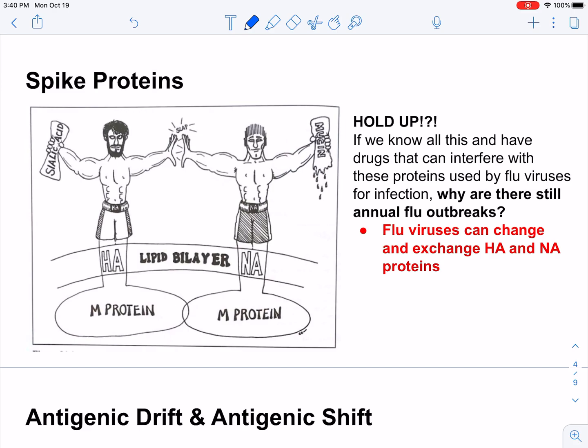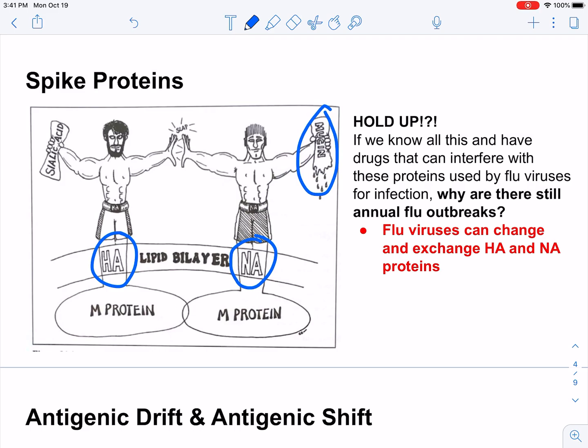So your book has this interesting animation of the spike proteins, showing that they work together. Again, think of NA as the one that strips away all the protection from your cells, that mucin in particular, and then the HA is the one that does the actual infection through this sialic acid. That's what it sticks to.